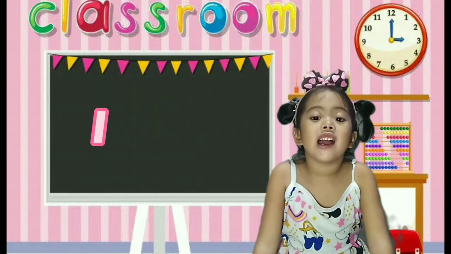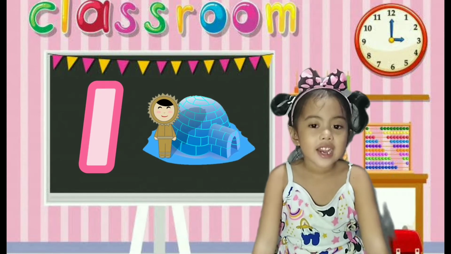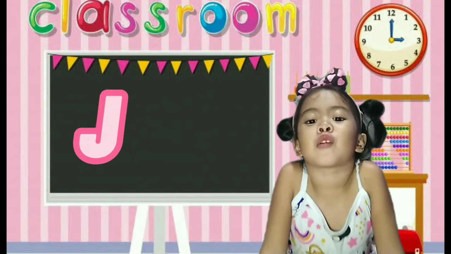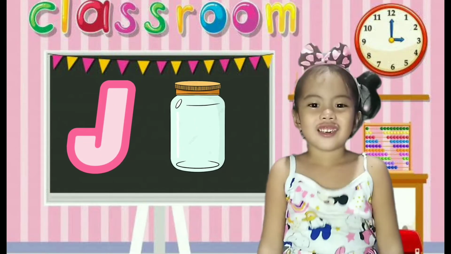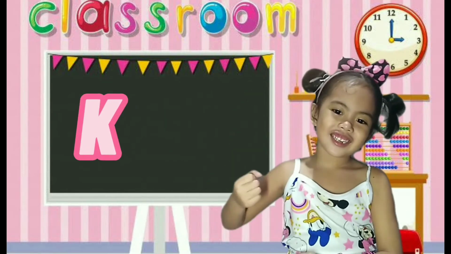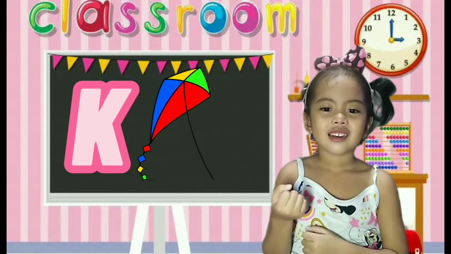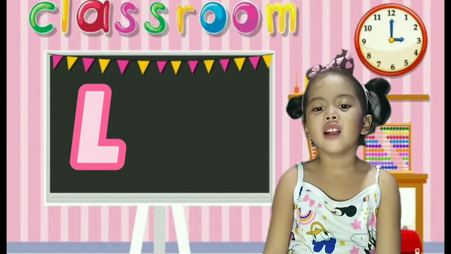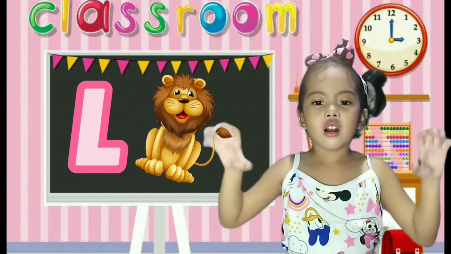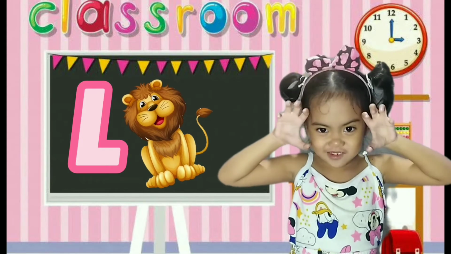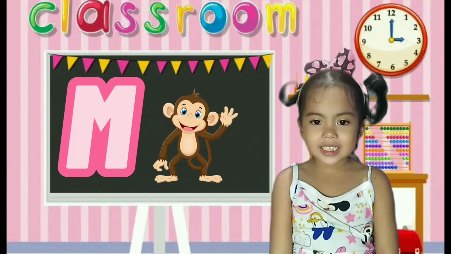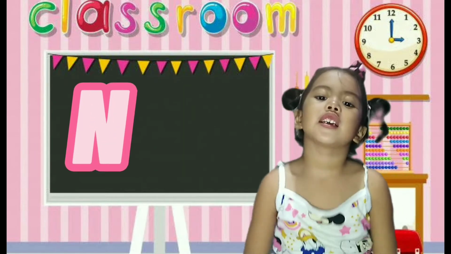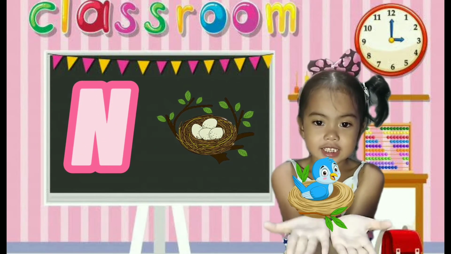Horse. I as for eagle. Eagle. J as for jar. Jar. K as for kite. Kite. L as for lion. Lion. M as for monkey. Monkey. N as for nest.